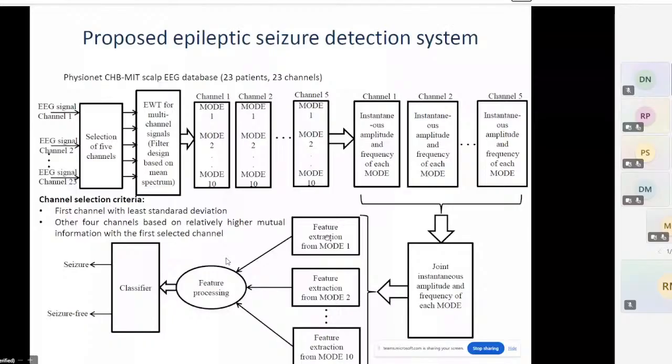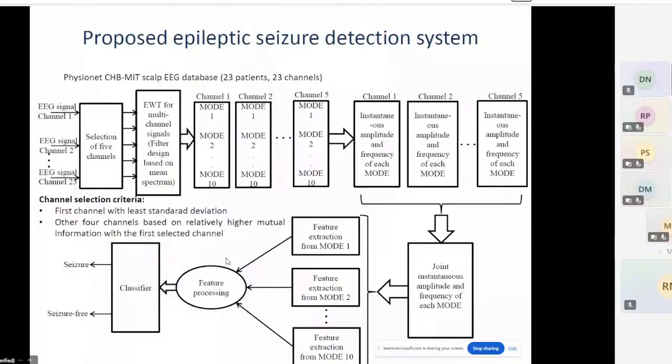These features are somewhat noisy, so we suggested feature processing, and then the processed features are given as input to a machine learning classifier, and it will automatically classify whether it is seizure or seizure free. If somebody is driving a car and is going to have an epileptic attack, such methods will detect it at an initial stage. Once you detect it, you can stop the car, generate an alarm, take epilepsy drugs, and bypass the attack.